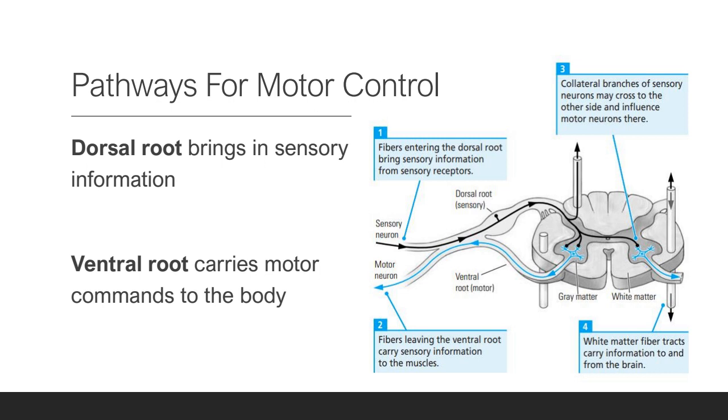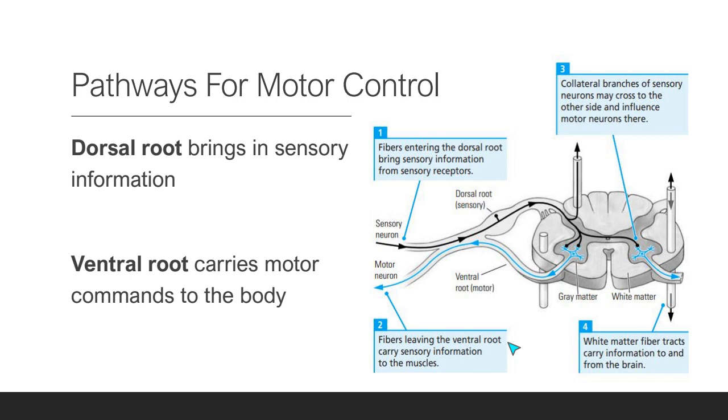So this shows us a cross section of the spinal cord. We've got the dorsal root and the ventral root. And both of these roots of the spinal cord carry different types of information that are important for movement.